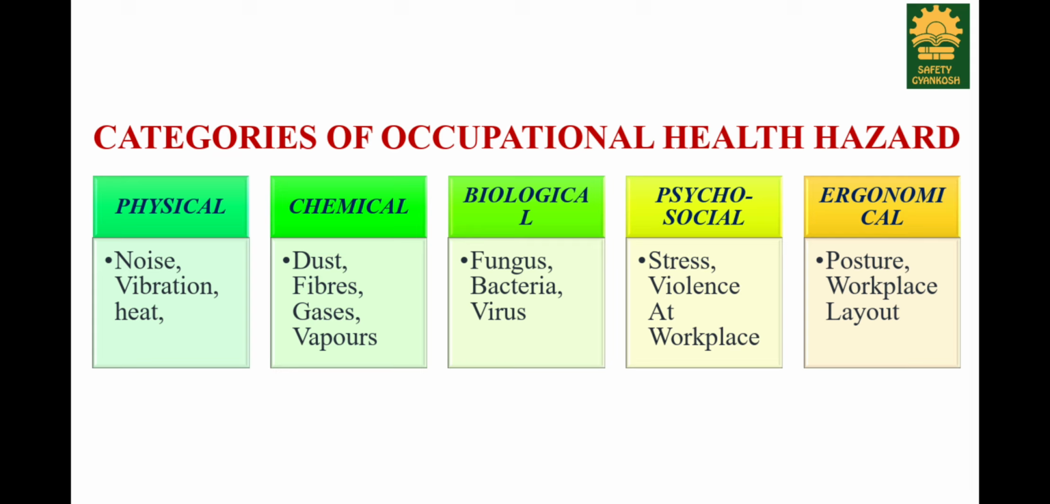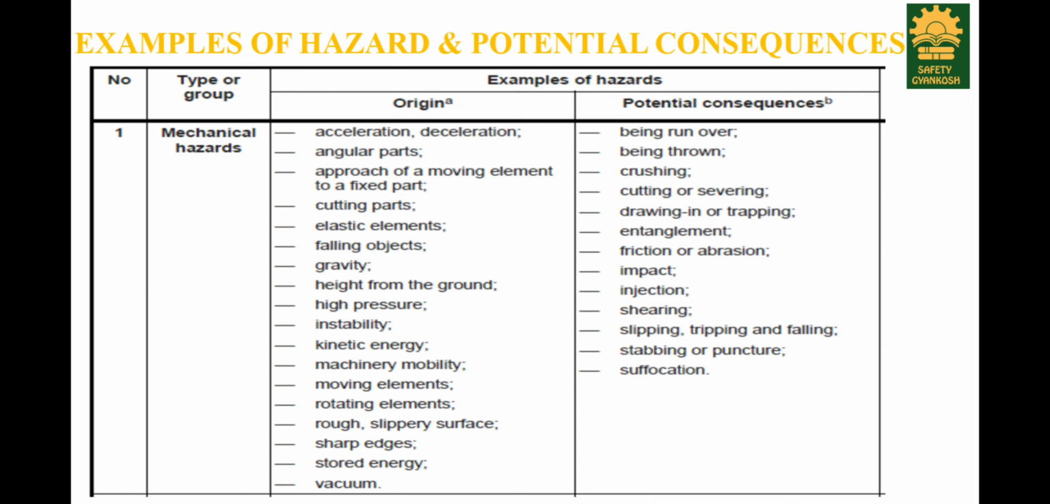Or workplace layout. For example, you are provided with a workplace sitting arrangement with a system, a computer to work, and you are provided with a small chair that is not reaching properly, that is not maintaining the height to your working station. So that all comes under ergonomical hazard. We will see some of the examples of hazards and potential consequences. We are seeing some of them, we are not covering all in detail.